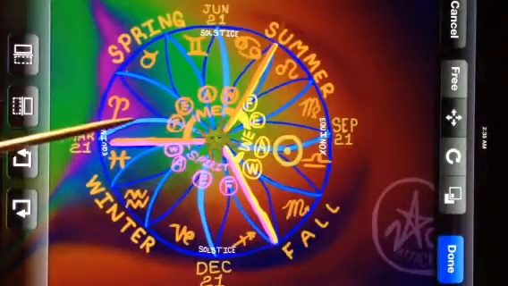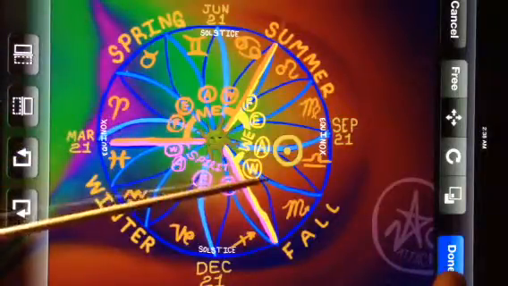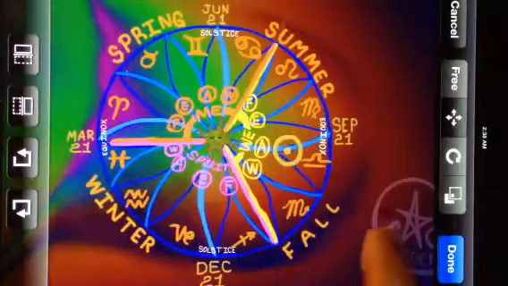Now the other element of you that makes you you is the moon sign. Let's say your sun's in Libra, and your moon can be in Aries. And so the moon represents your mind, the sun represents your fire, your energy.